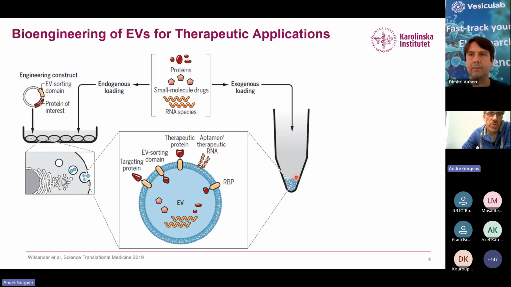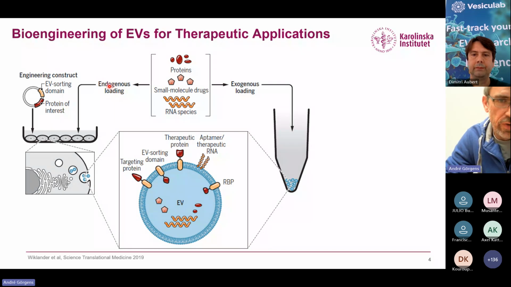When we talk about EV engineering, there are basically two ways to do that: either by mixing molecules or drugs with EVs after they have been produced, or what we are doing in the project we are talking about today, and in most other projects, endogenous loading of EVs. In a nutshell, it's expressing an engineering construct consisting of an EV sorting domain and a protein of interest in your cells, and these genetically manipulated cells then release EVs that are made for purpose for a specific therapeutic property.